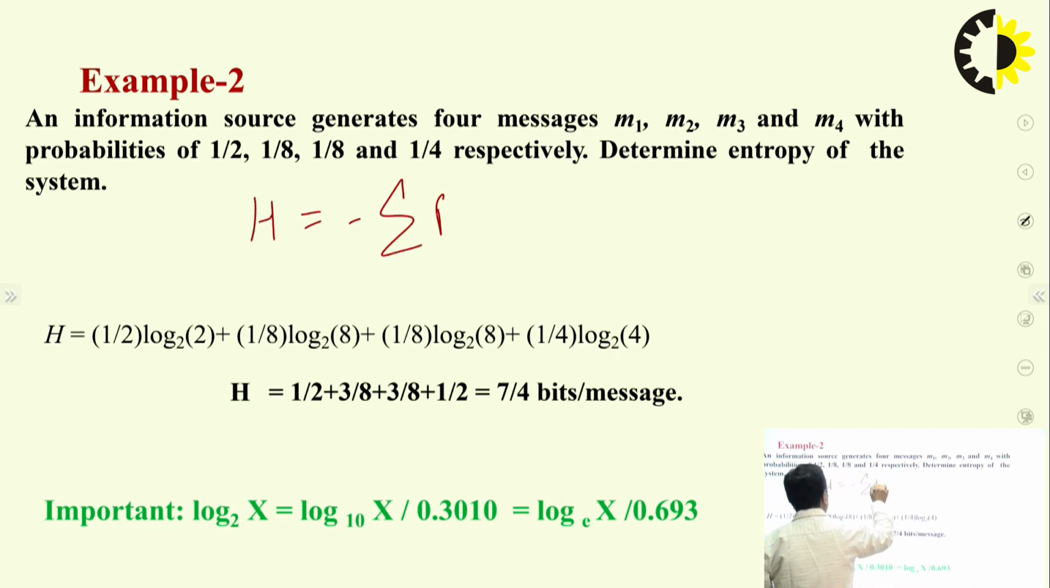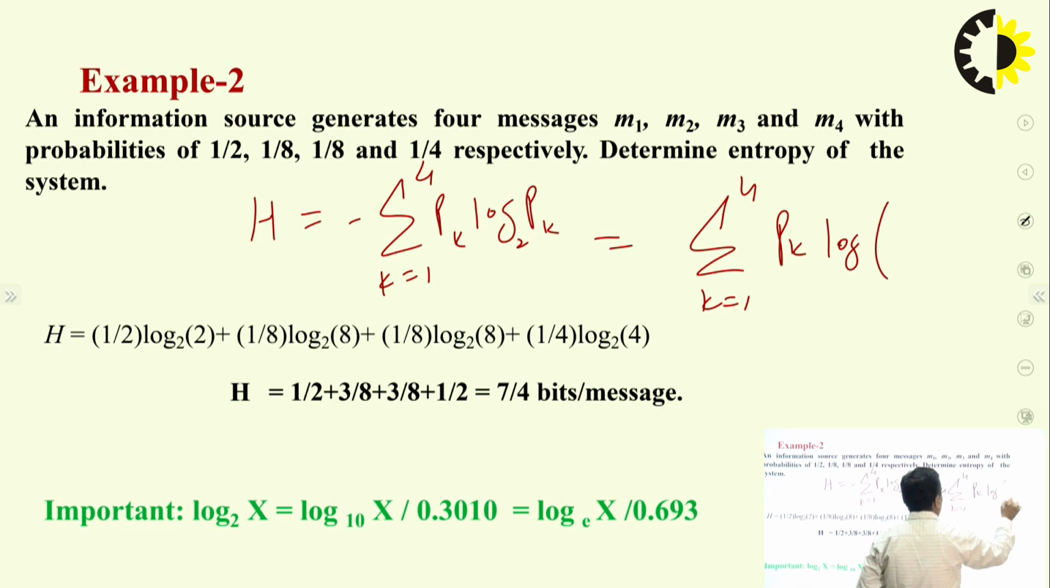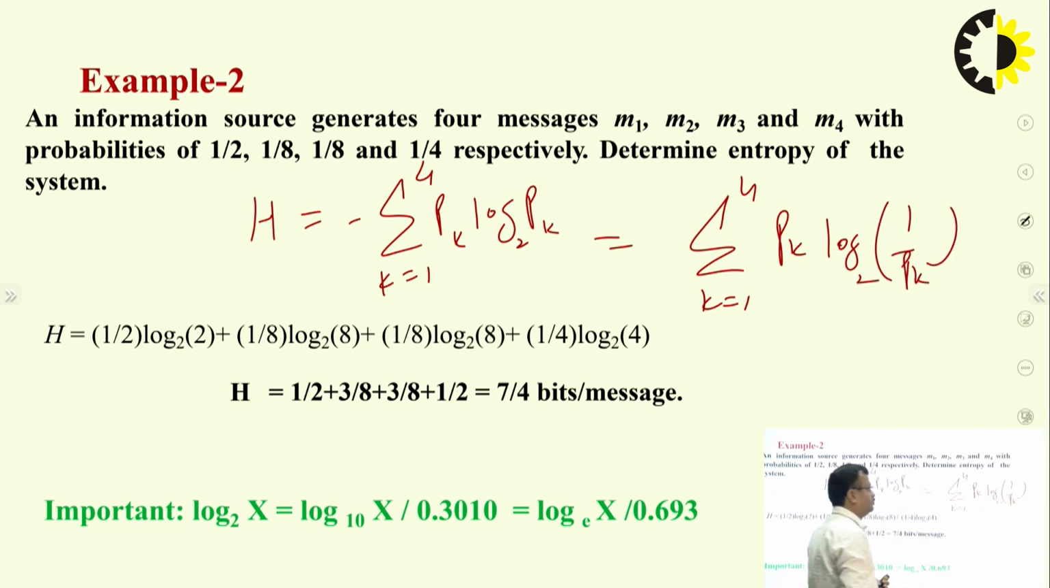Minus summation of p log p, base 2. Now from k equals 1, how many messages are there? 4. Now you only have to put the value here. You can use this formula or this formula, k from 1 to 4, pk into log of 1 by pk. This you can also use, and you will get the entropy of the source.